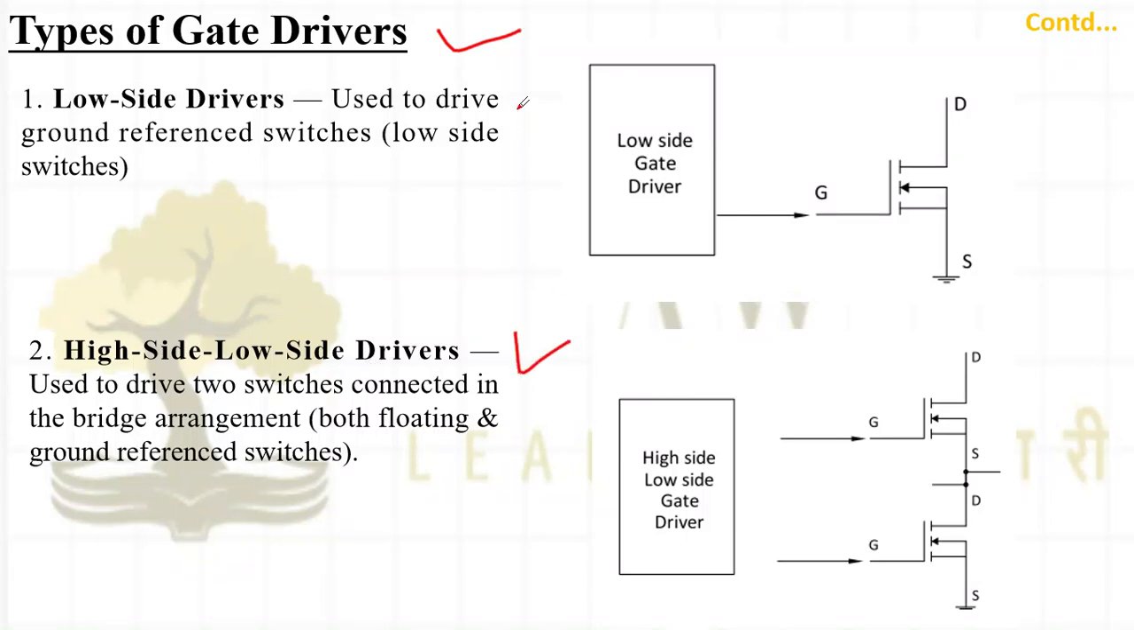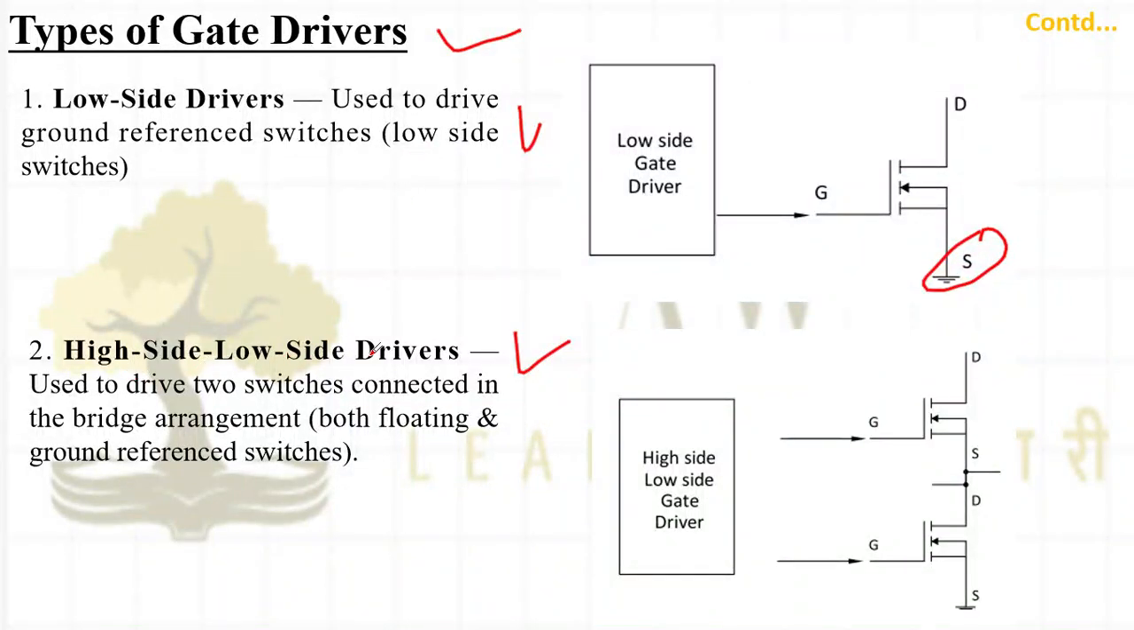So what is the difference between these two? First we will see the low side gate driver. What is the low side gate driver? When my switch is connected with respect to some ground, that time I will call it a low side driver. So you can see here in one figure that I am going to apply my gate pulse in between the gate to source terminal, and my source is a ground. So that is why it is called a low side switch.